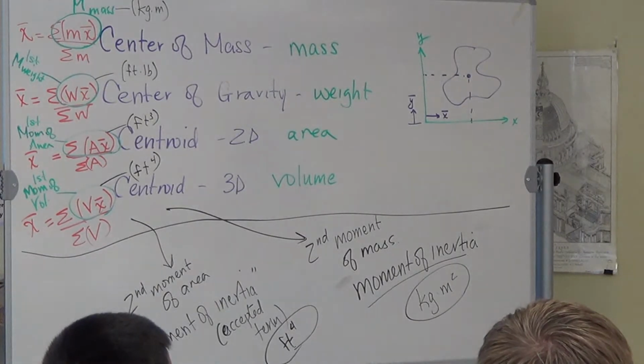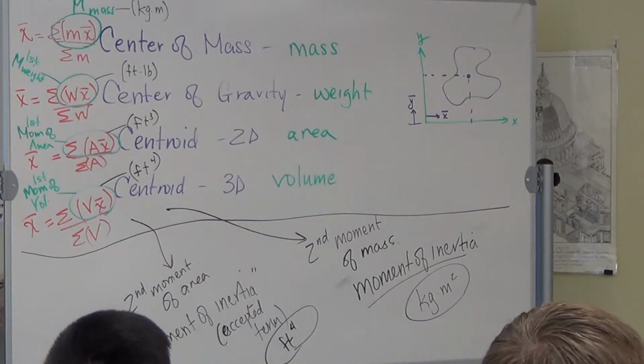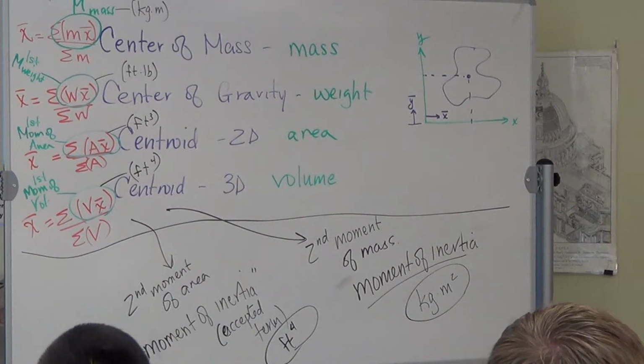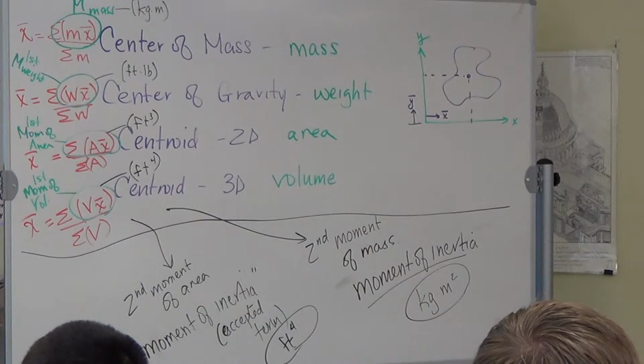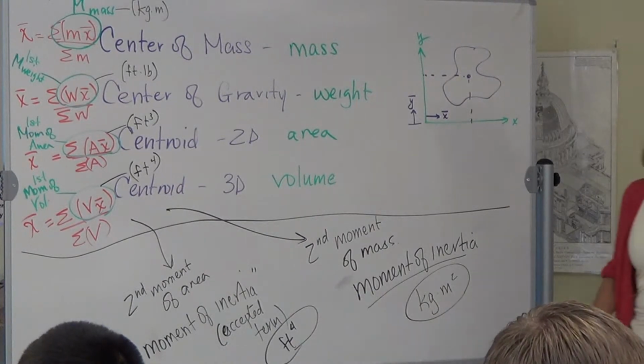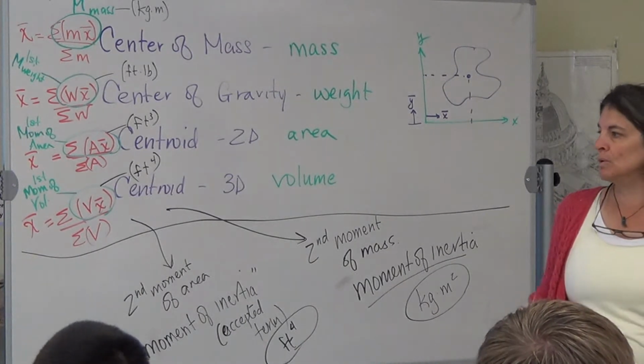And then they say they want to know the moment of inertia. Do they really want to know the mass moment of inertia? Or are they really trying to find the area moment of inertia? The area moment of inertia, why? Because we're still dealing with area. Okay, they don't give us any value for mass, we're not dealing with mass at all, we're only dealing with area.